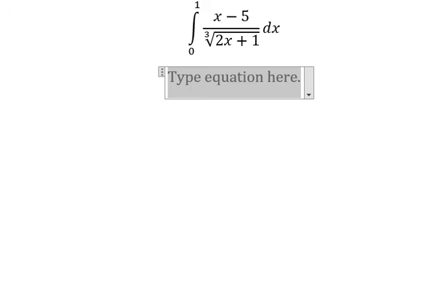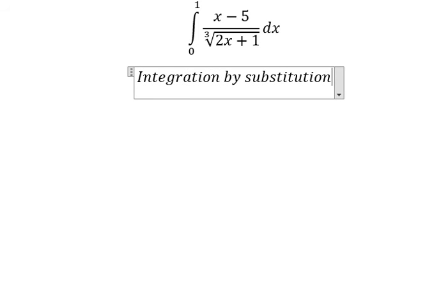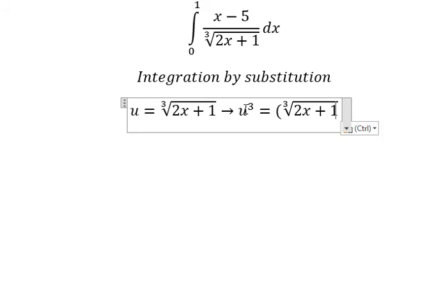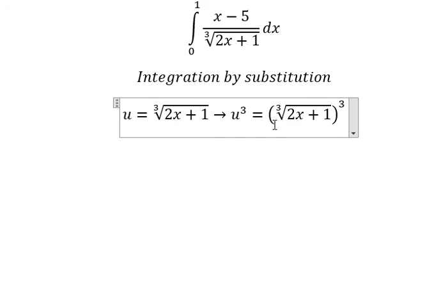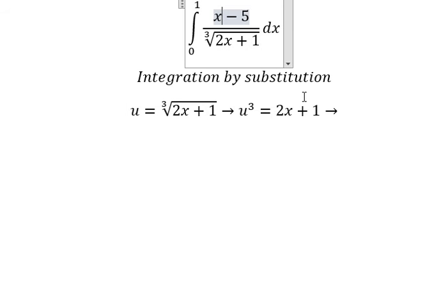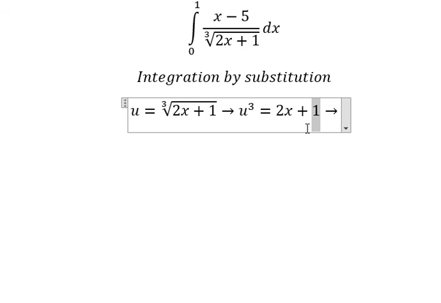We need to use integration by substitution. So I will put u equals to this one. So I will put the power 3 for both sides to cancel the cubic root. Because we have x, so I will put number 1 go to the left and we divide both sides by number 2.